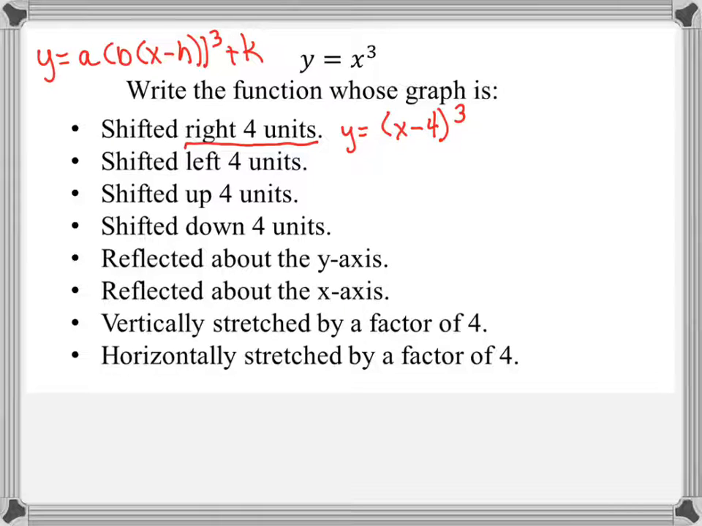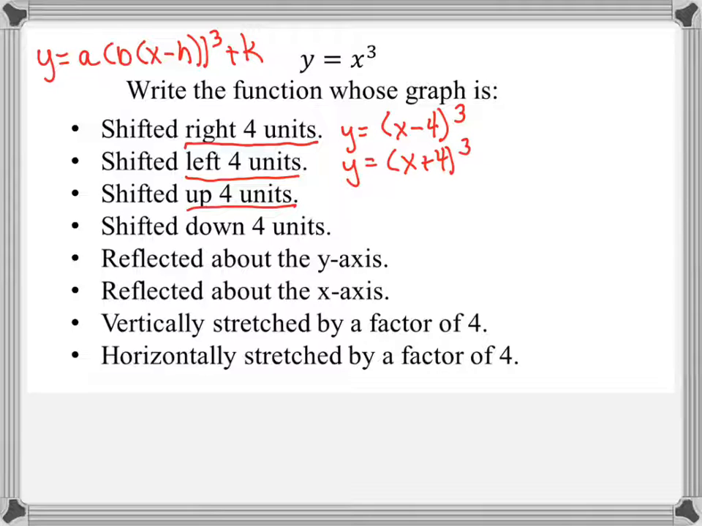That's it. That is the cubic function shifted right 4 units. So the h does a horizontal shift, left or right. Okay, next, shifted left 4 units. So instead of going right, we're going left. Here we would have y equals the quantity x plus 4 quantity cubed. So again, that h tells us whether we are shifting left or right.